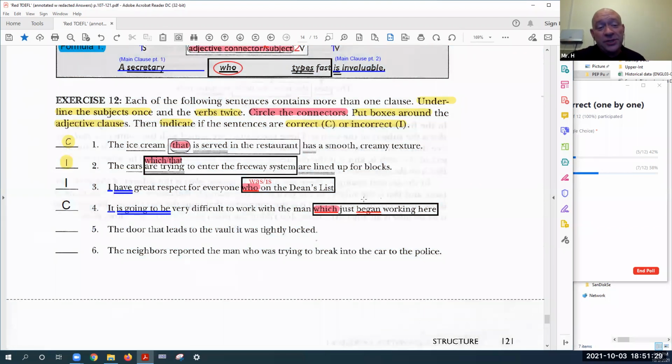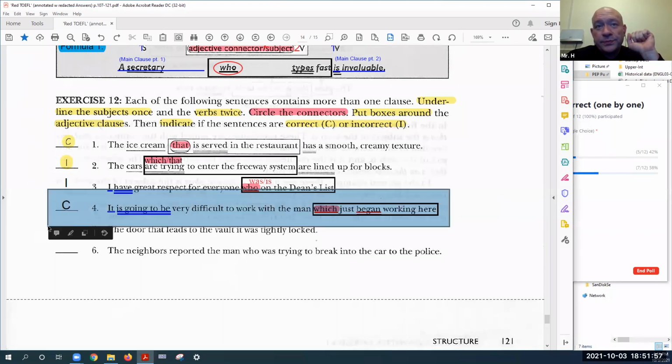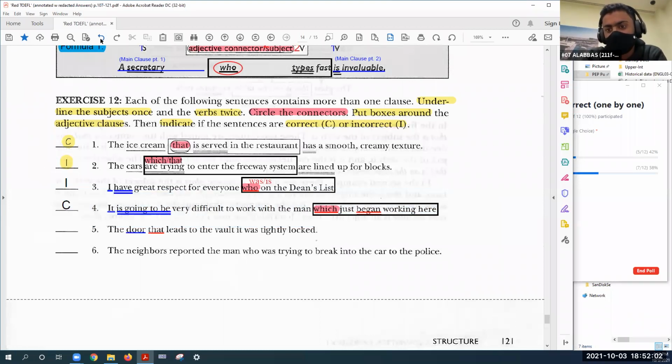You are absolutely correct. Guys, did you understand what he said? Yes, we should use who. So not which. This is the wrong connector. I can't fix it right now, but I'll fix it later. When I upload the video on YouTube, I'll fix it first. But can you repeat the correct connector, please? Can you give us the correct example? It is going to be very difficult to work with the man who just began working here.